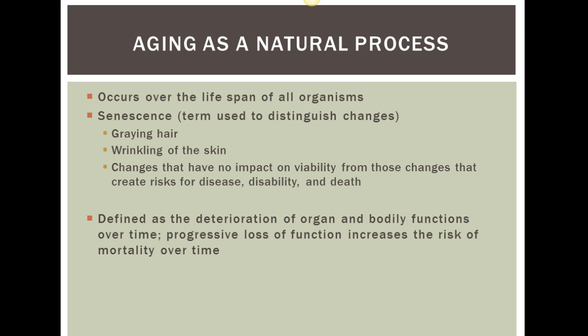Aging as a natural process does occur over the lifespan of all organisms. Senescence is the term used to describe the process of aging. You see this process as graying of hair, wrinkling of the skin, and changes that have no impact on viability, versus those changes that create risks for disease, disability, and death. It is defined as deterioration of organ and bodily functions over time. Progressive loss of function increases the risk of mortality over time, and it varies from one individual to another. Loss of function in organs is an effect of aging.